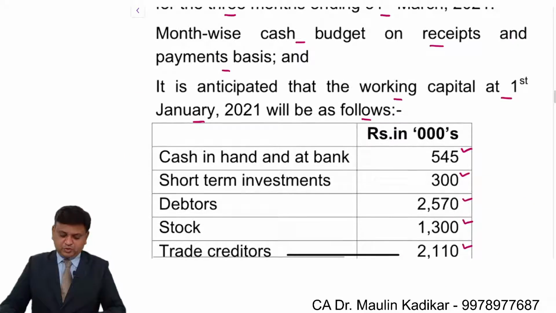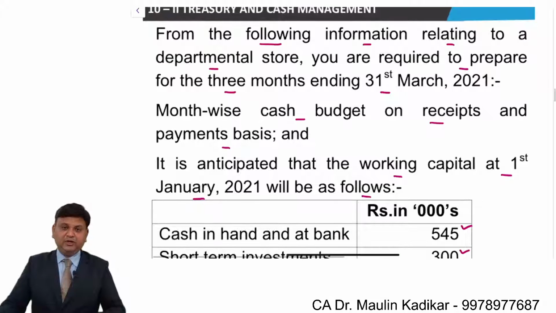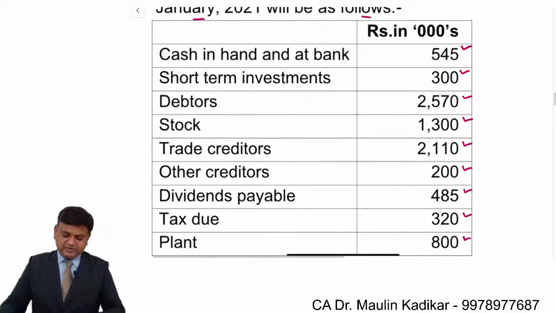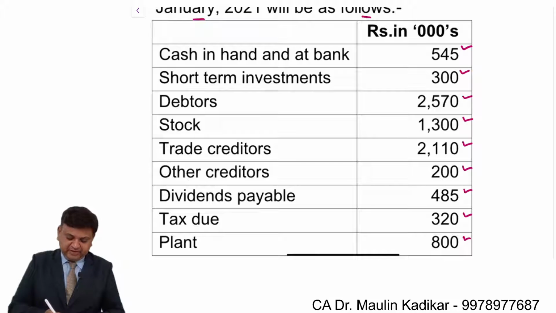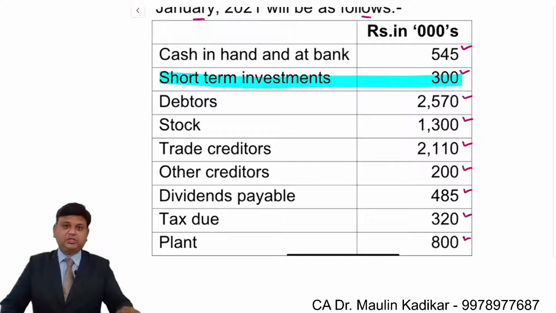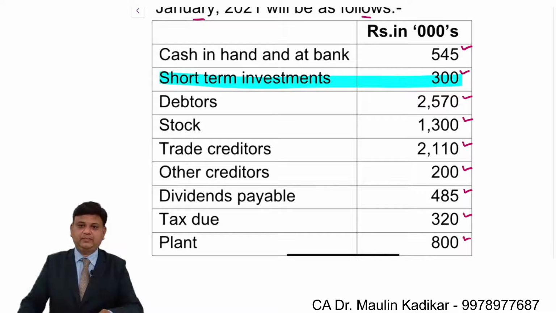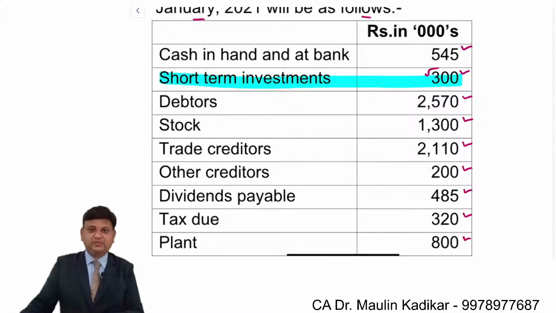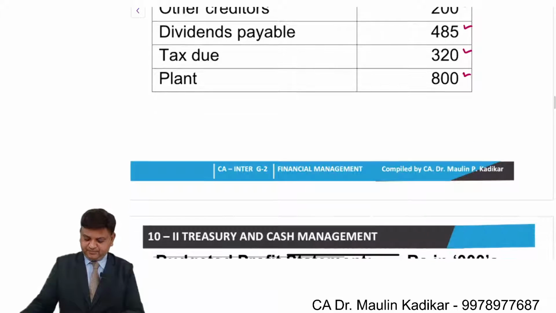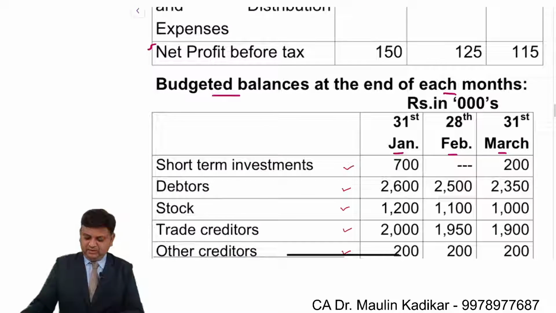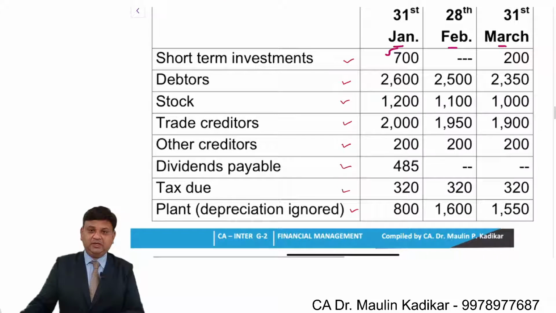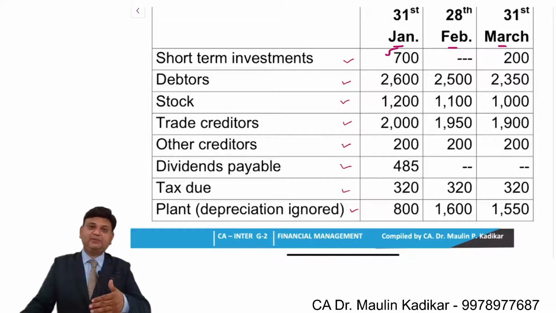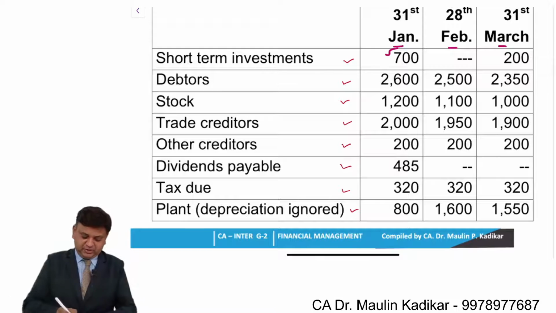I request all of you to go through the question, and I want you to tell me what must be the transaction we would have entered upon with respect to the short-term investment on a monthly basis. So friends, over here the question is providing the information that the short-term investment on 1st of January is 300. At the end of January, the short-term investment is 700. Means there is a purchase of the investment in January for 400.